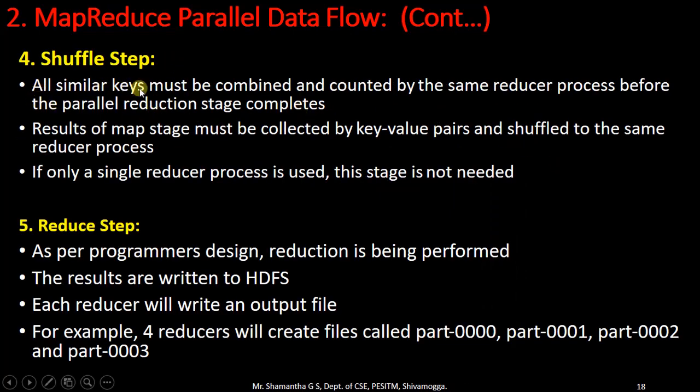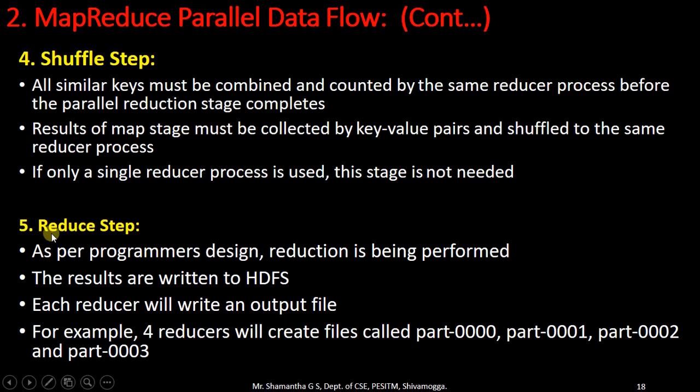Shuffle step. All similar keys must be combined and counted by the same reducer process before the parallel reduction stage completes. Results of the map stage must be collected by key value pairs and shuffled to the same reducer process. If only a single reducer process is used, this step is not needed.